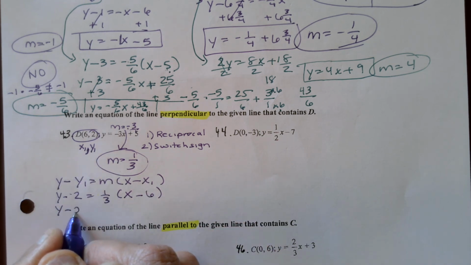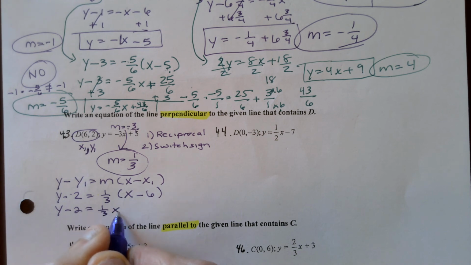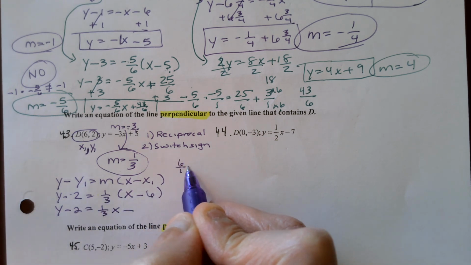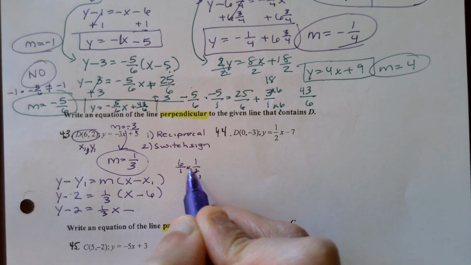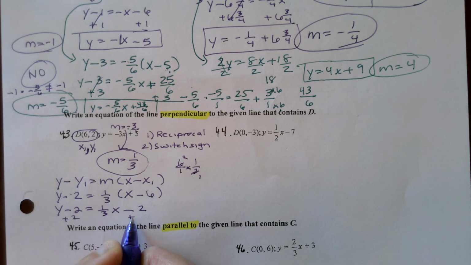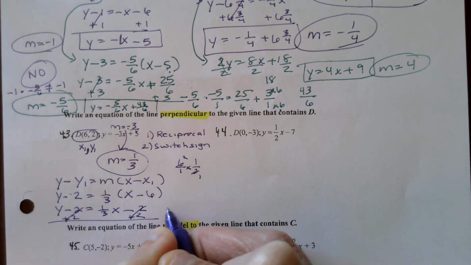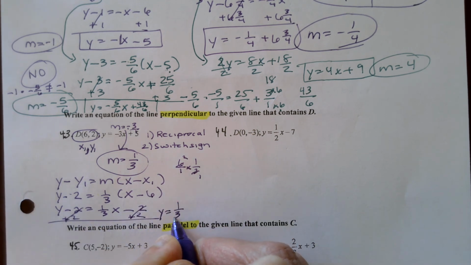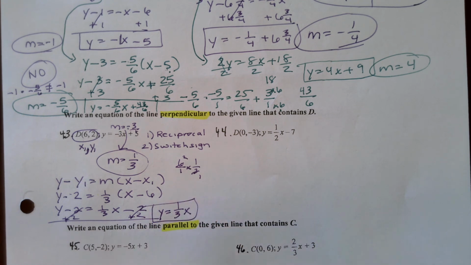I'm going to distribute. 6 times 1/3. Add 2. Y equals 1/3 x. And that's okay that you don't have another number on that side.